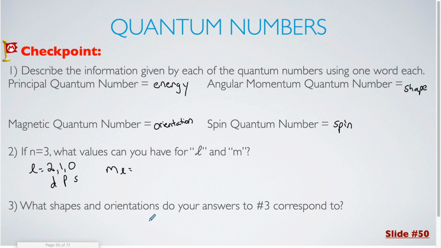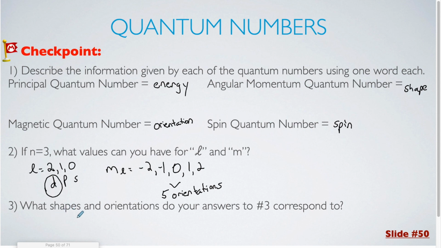For m, or m sub l, I need to take all of the positive and negative versions of these numbers. That would be -2, -1, 0, and then 1 and 2. The fact that there are 5 numbers here tells me that there are 5 orientations, or 5 directions that the highest energy orbitals can point in, the highest energy orbital being the d orbitals. So my s orbital will only have 1 orientation, p will have 3, and d orbitals will have 5 orientations.